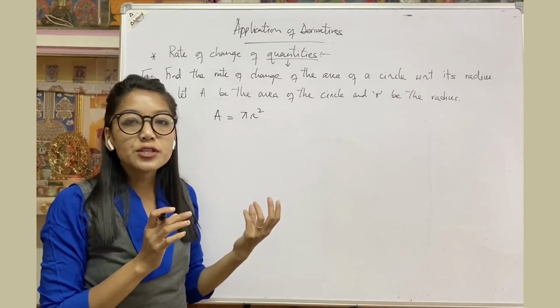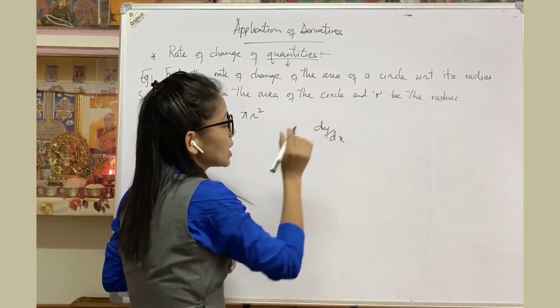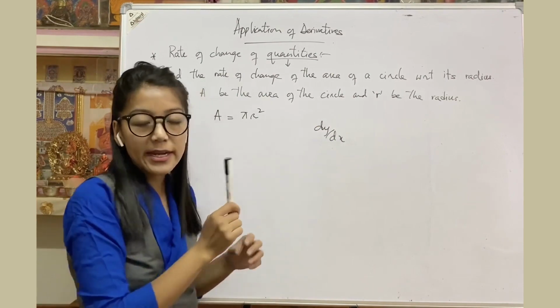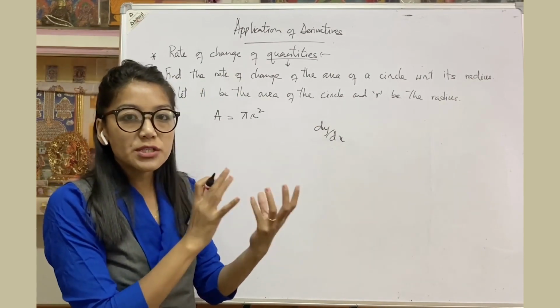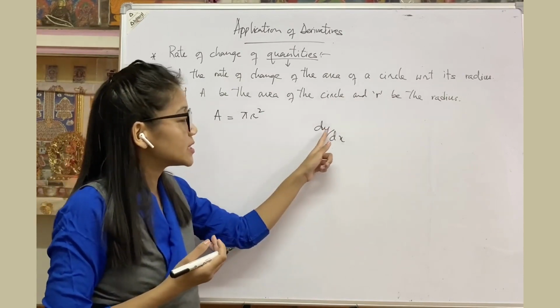So it is the rate of change. When you write dy by dx, how do you say it? Derivative, the rate of change of y with respect to x, right? Which means when you make some changes in x, what will be the rate of change in y? So that is denoted by dy by dx.